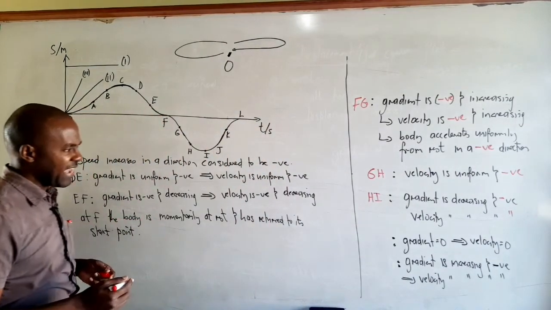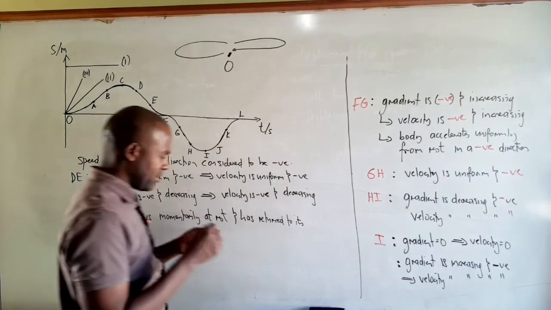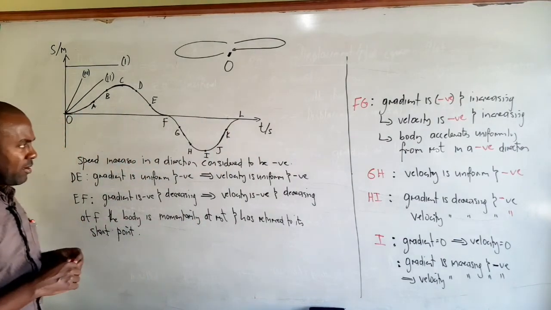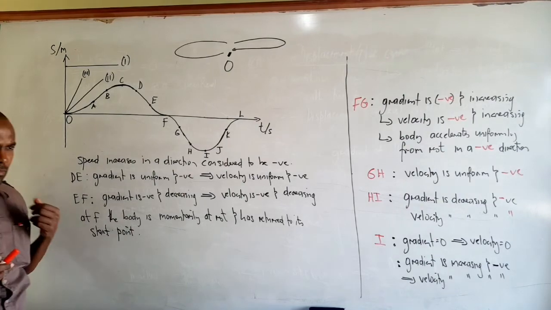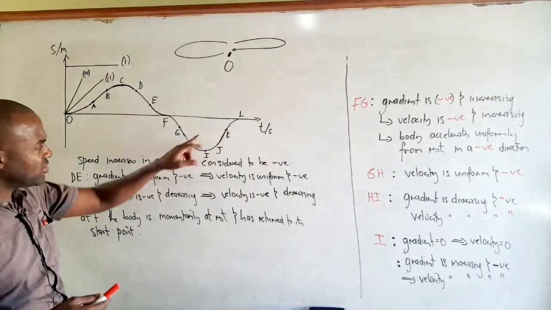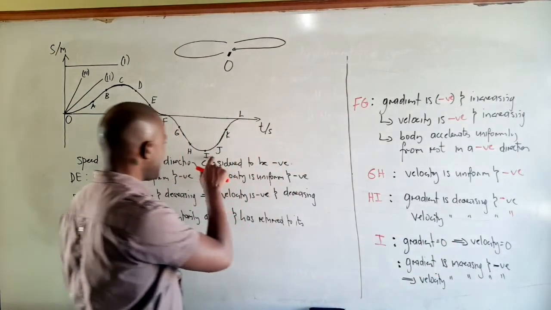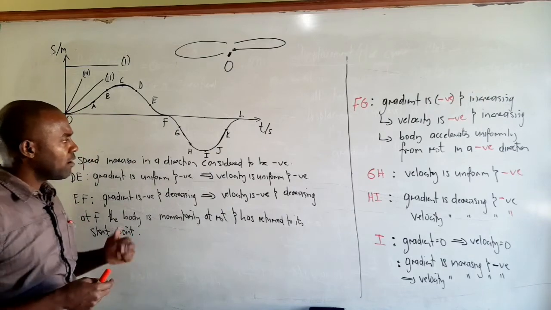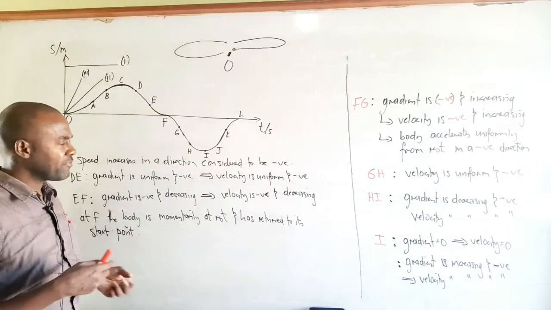Now, at I, the graph is once again flat, which basically means that the gradient is equal to 0. So the gradient is equal to 0, and of course the gradient represents the velocity, and so therefore the velocity is 0. So at I, the graph is once again momentarily at rest, right? So the graph is momentarily at rest.